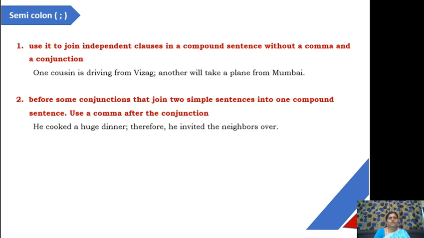Now, before some conjunctions that join two simple sentences into one compound sentence, use a semicolon, and use a comma after the conjunction. He cooked a huge dinner; therefore, he invited the neighbors over. So, "He cooked a huge dinner" is one simple sentence, and "He invited the neighbors over" is the other simple sentence. In order to join these two into a compound sentence, we use a semicolon. Of course, when there is a conjunction, use a comma after the conjunction.